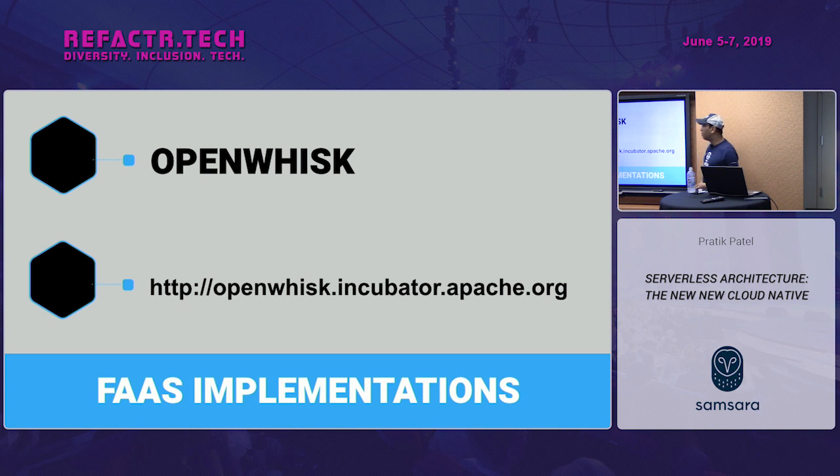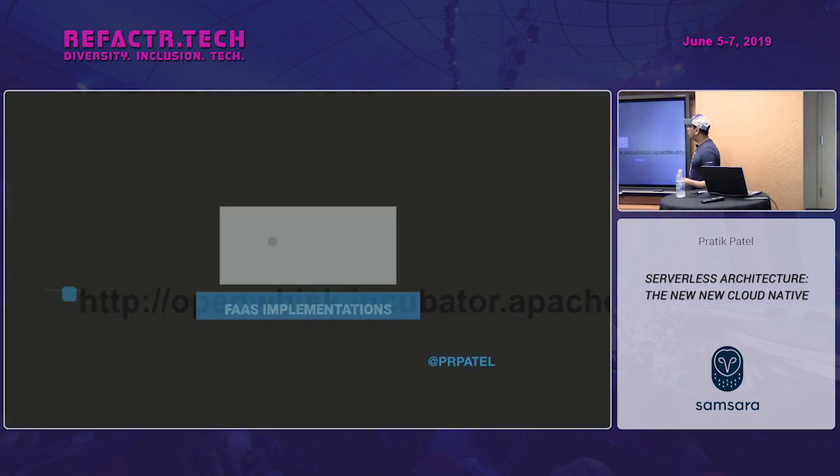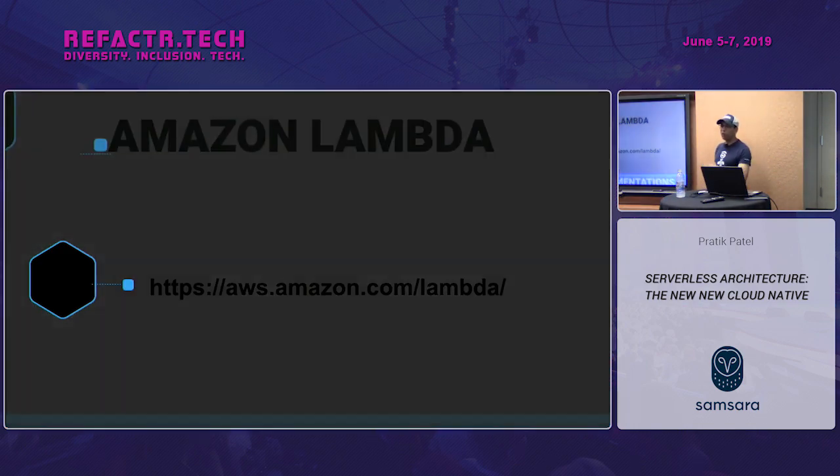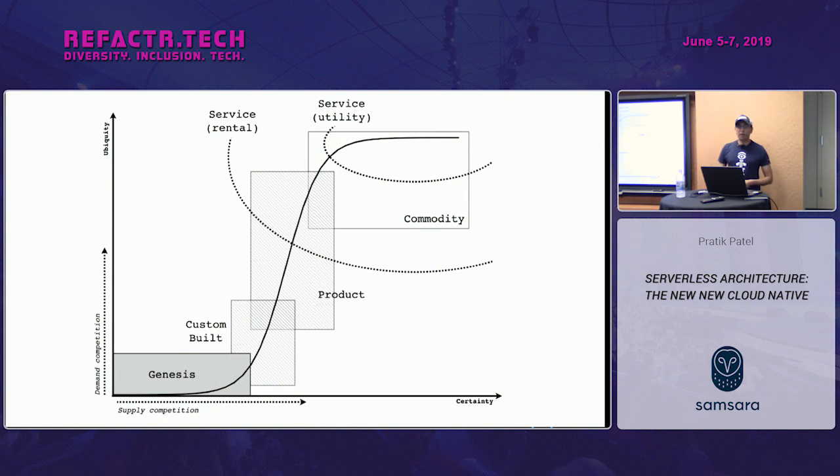So what we're going to do a demo of in this session is we're going to look at Apache OpenWhisk, which is an open source project out of the Apache Foundation. And it is one of the oldest implementations of cloud functions that has been around. And of course, everyone has also heard of Amazon Lambda, which were the first people to do cloud functions. But we're not going to look at that because that's boring.